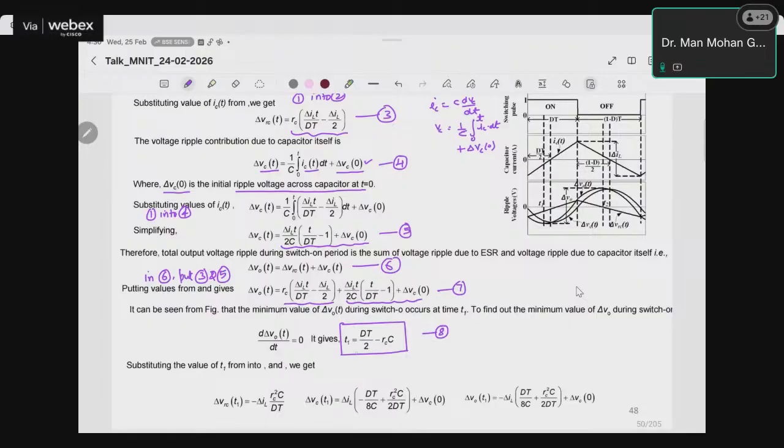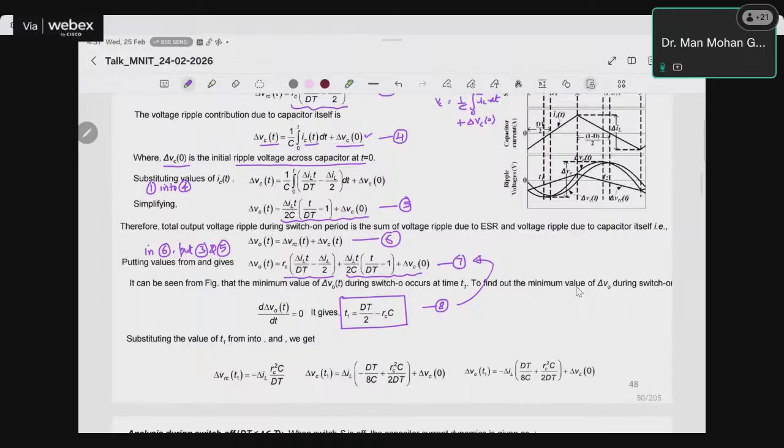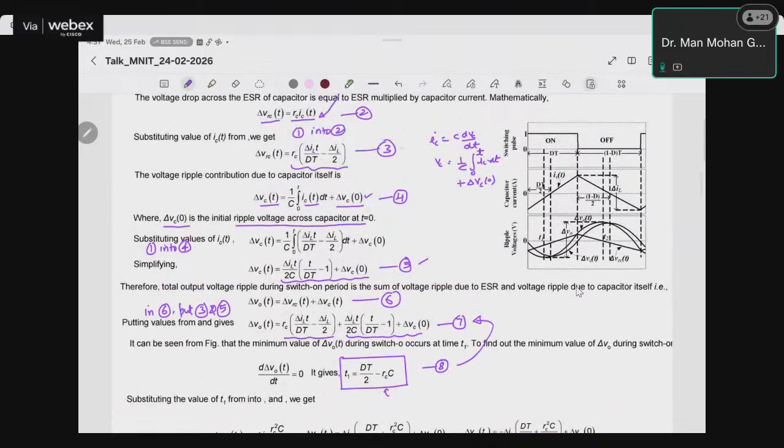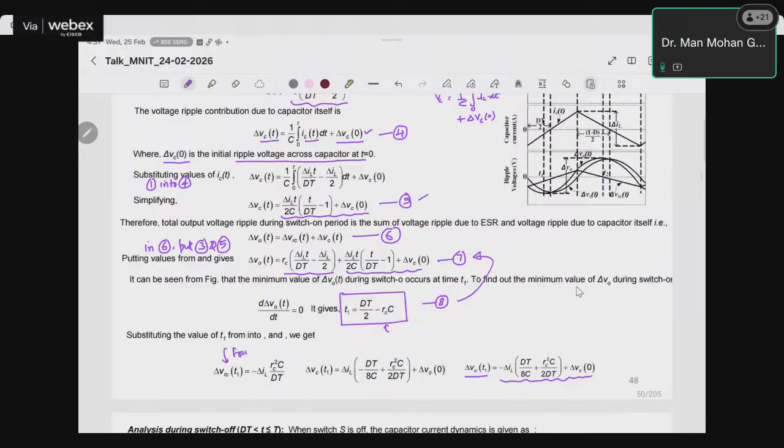So if I put this value of T1 back into this expression, then I will get this value of del VO T1, which is this one, right? Similarly, this is a total del V naught, but it consists of two components, del V RC and del VC. So if I put the same value of T1 in expressions 5 and 3, this is from 3, this is from expression 5, and this is from expression 7.